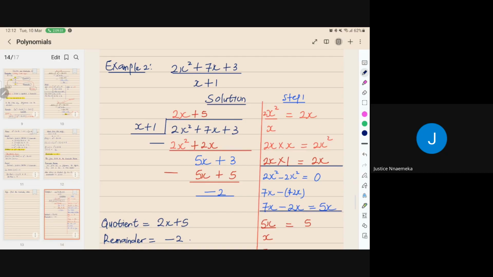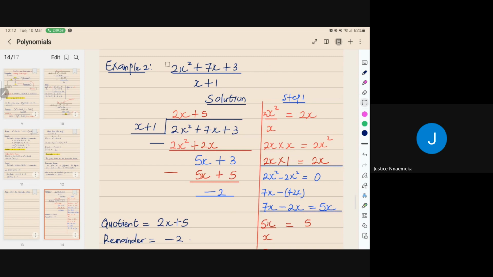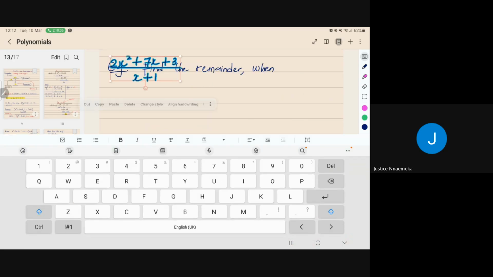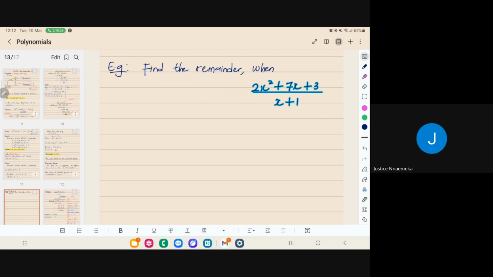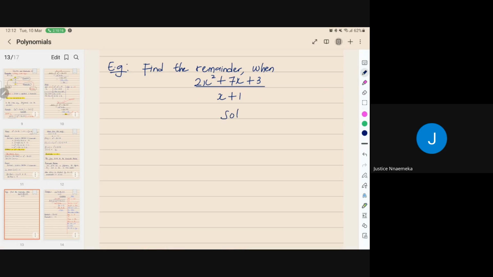I'm muted already. Find the remainder when 2x squared plus 7x plus 3 is divided. Okay, let me just copy this and save stress. Find the remainder when this. So what will I do? Like I told you. So, solution: remainder theorem.